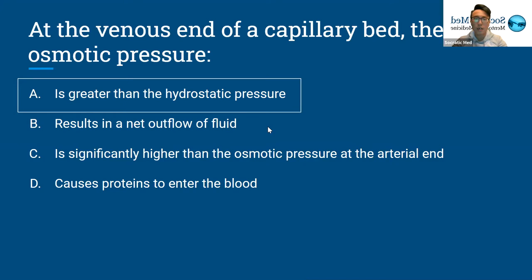So at the venous end, the osmotic pressure is greater than the hydrostatic pressure. On the venous end, the osmotic pressure wants to pull in more fluid from the interstitium, because after the hydrostatic pressure pushes out most of the fluid in the blood to the rest of the tissue, the concentration of proteins, the oncotic concentration, is a lot higher. So it'll want to pull back some of the fluid that it pushed out into the tissue in order to correct the osmolarity. But yeah, it looks like most people got that. Any questions on that part?